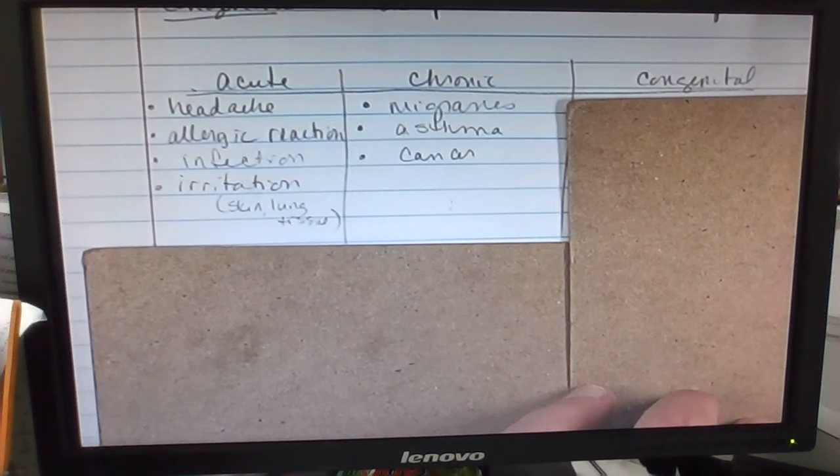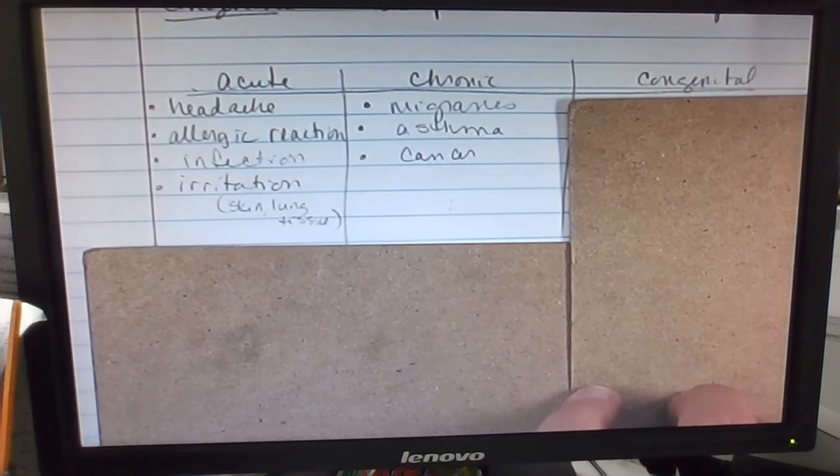Well, they're all pretty rough. If you've had migraines, then you know. If you had asthma, then breathing is kind of central to existence, and if you can't.